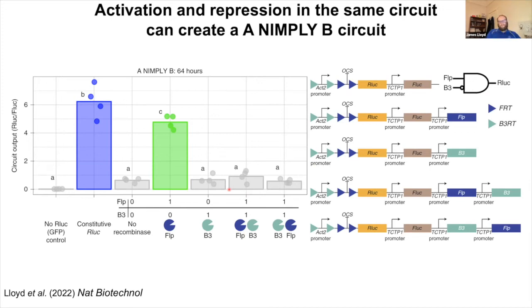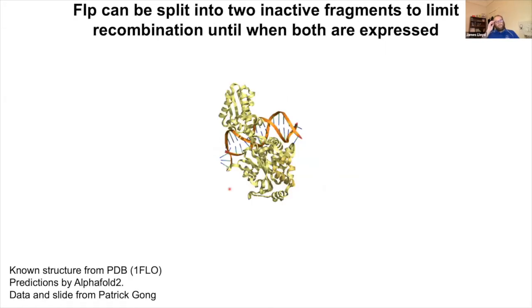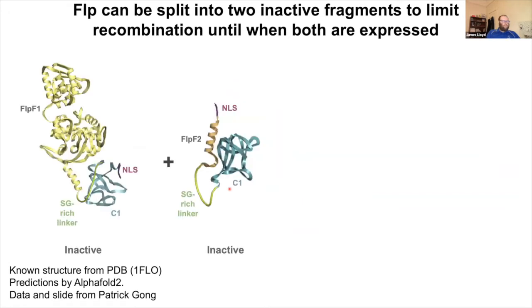So we've been able to build these more complicated circuits, but there's still a lot to do. And one of the things that we looked at next was, can we, using just one recombinase, expand our toolkit for the circuits further? With FLP, it's already published a split site where you can split FLP into 2 inactive components and then dimerize to bring them back together. This is the crystal structure of FLP binding to DNA. And then we split it at a known split site, and here are AlphaFold 2 generated models of what these would look like.